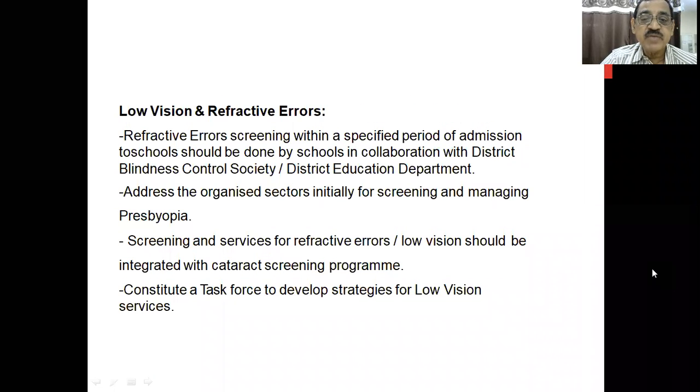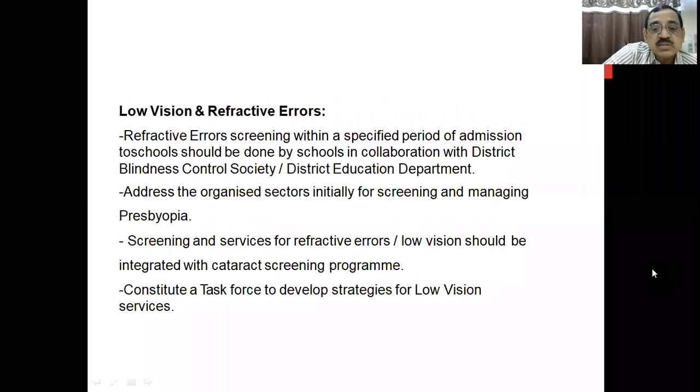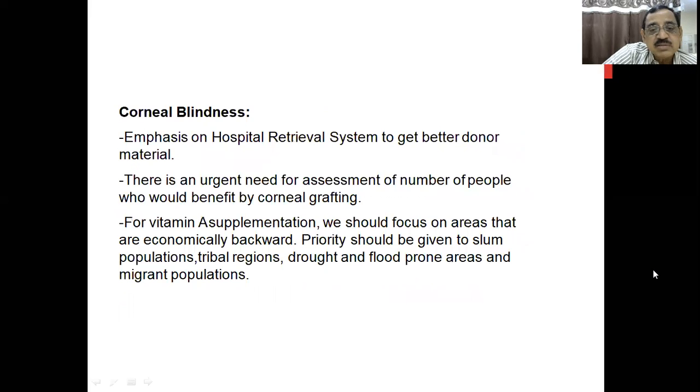So low vision and refractive error screening within a specified period of admission to schools should be done by schools in collaboration with the District Blindness Control Society and District Education Department. Address the organized sectors initially for screening and managing presbyopia, screening and services for refractive errors, low vision. So this, I don't think it's necessary.